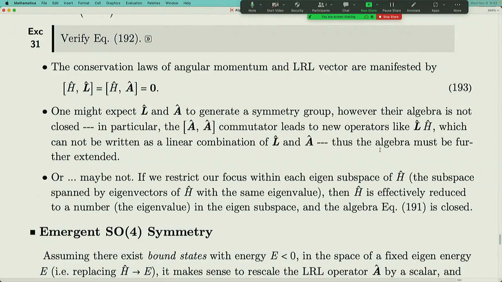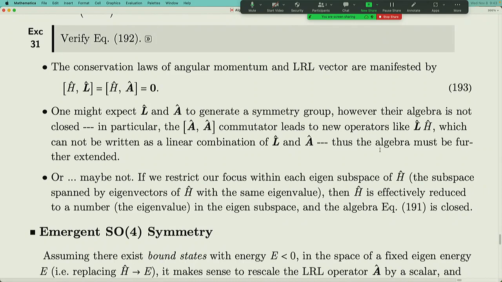So with all these algebraic relations, yes, I have some comments here. These basically mean L and A are conserved quantities. So one might expect that L and A will generate a symmetry group. However, this expectation is not true because this kind of algebraic relation is not closed. In particular, the A and A commutator leads to a new operator like L times H.